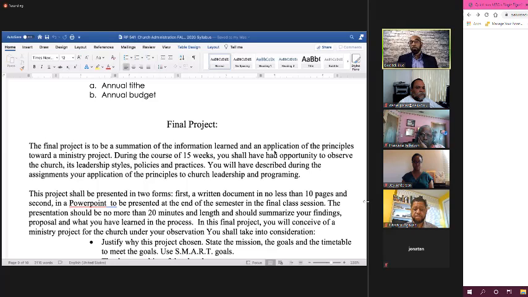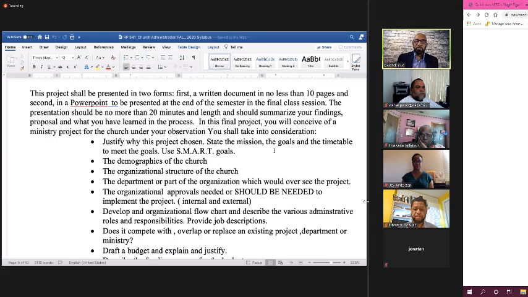Now, if I were going to create a program or a ministry for this church, what would it look like? What would it feel like? And I want you to be able to take into consideration these things when you are designing your ministry project for this particular church. I want you to be able to justify why this project was chosen. So I want you to state the mission of your project, the goals, and the timetable to meet the goals.